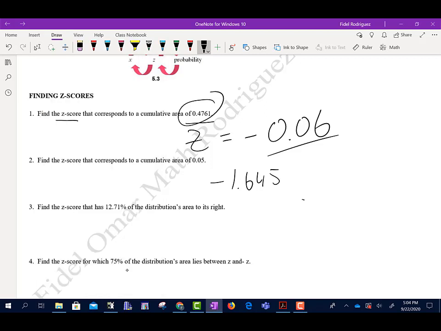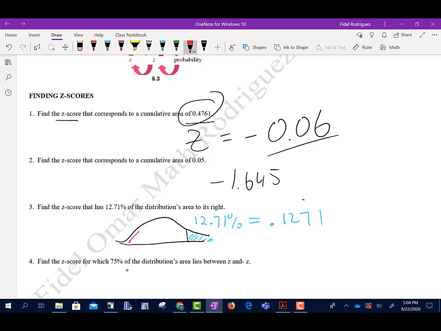Okay, let's take a look at number 3. Number 3 says, find a z-score that has 12.71% of the distribution's area to the right. So I want to think about this for a minute. It's telling me that the area to the right is 12.71%. Remember, as a decimal, that's 0.1271. And remember, my table always tells me the area to the left.